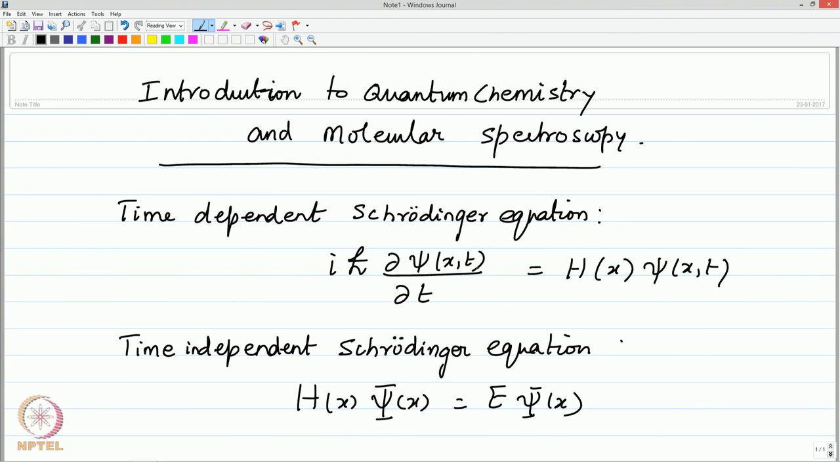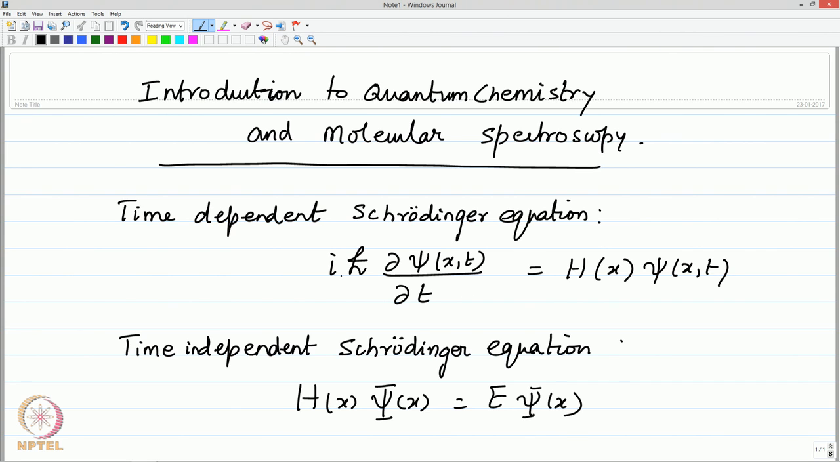You see, H of x tells you that H is only a function of the position variables that the wave function psi is also a function of. Psi is a function of both position and time. The Hamiltonian is only a function of position, that is, it is independent of time. We say such Hamiltonian systems are conservative systems.